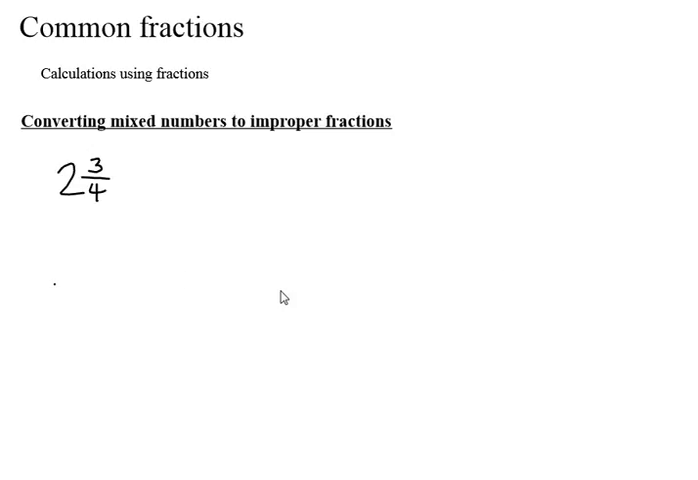The first one is to be able to convert mixed numbers to improper fractions. So what we're going to do, we're going to take the 2 and we're going to multiply it by 4. If you think of it in this way, if I had 2 3/4 cakes, I would have 2 whole cakes and 3/4 of a cake. So this cake would give me 4/4. This cake would give me 4/4.